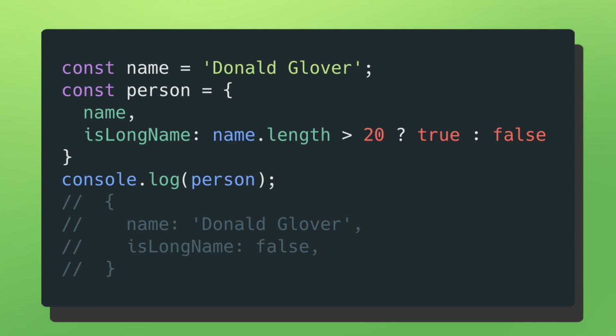Let's take a look at how ternary operators can work inside of objects. So here I have my name variable, which is again assigned to Donald Glover, and then I have my person object. Inside the object, I have my name key, which is assigned to the outer name variable. And then right below that, I have an isLongName key, which is again assigned to the expression returned from the ternary operator. Here I'm checking to see if my name's length is greater than 20, meaning that it's a pretty long name. If it's a long name, it's going to be set to true. If it's not, false. So we can see in our final person object that isLongName is set to false.